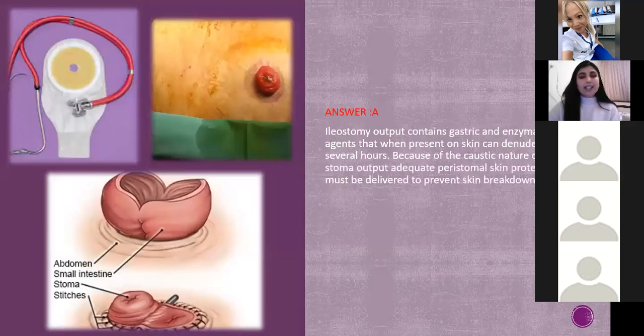The answer is A. Ileostomy output contains gastric and enzymatic agents that, when present on skin, can denude skin in several hours. Because of the caustic nature of the stoma output, adequate peristomal skin protection must be delivered to prevent skin breakdown.